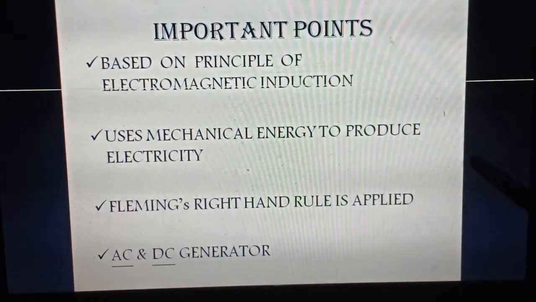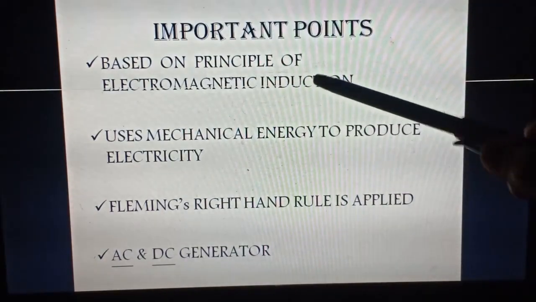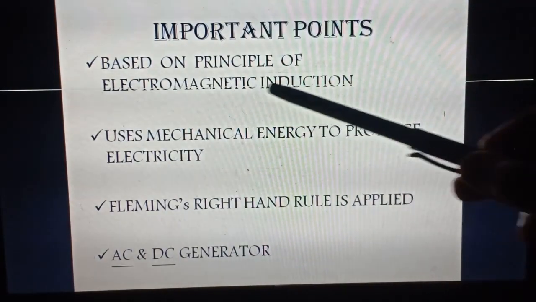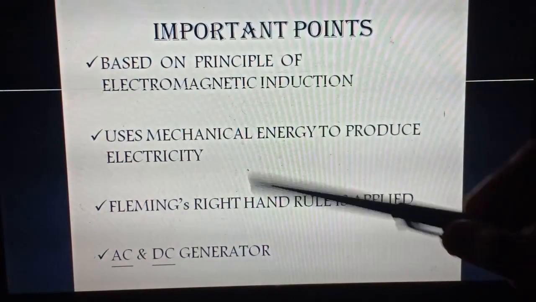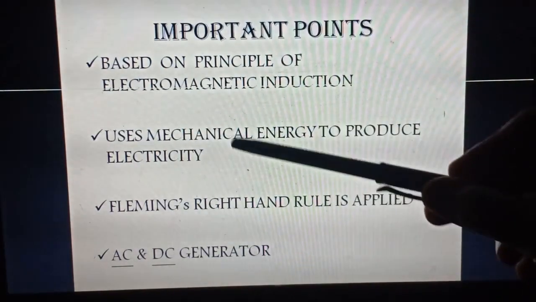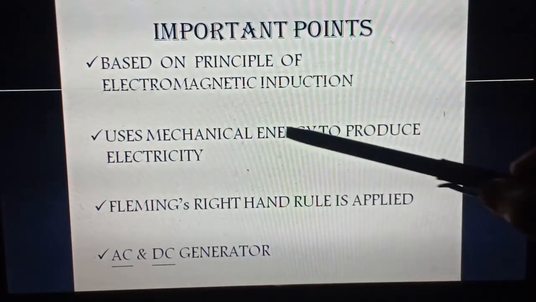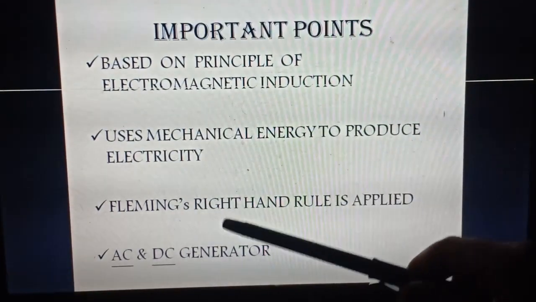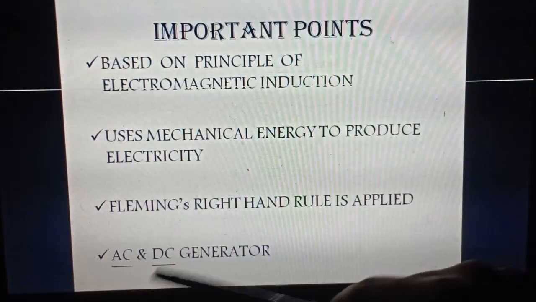So the important points here are that this electric generator is based on the principle of electromagnetic induction. It converts, or uses, mechanical energy to produce electricity. Fleming's right hand rule is applied, for both AC and DC.